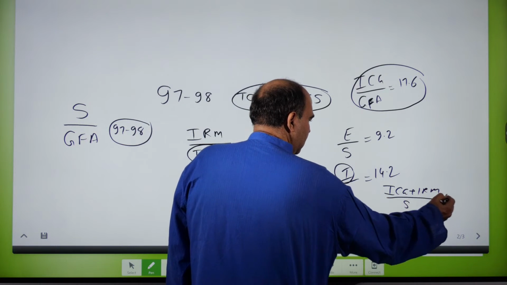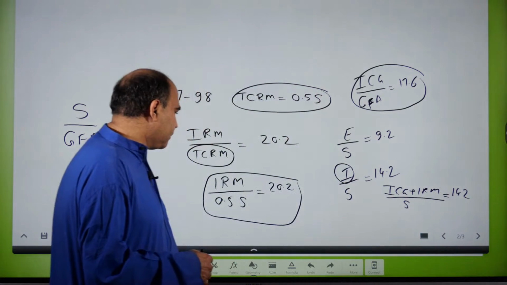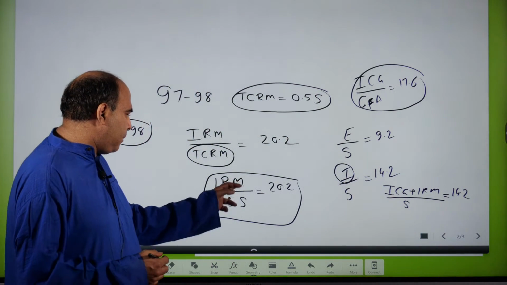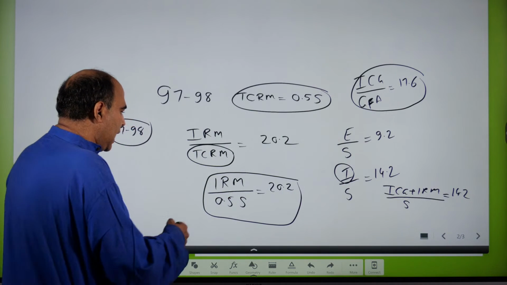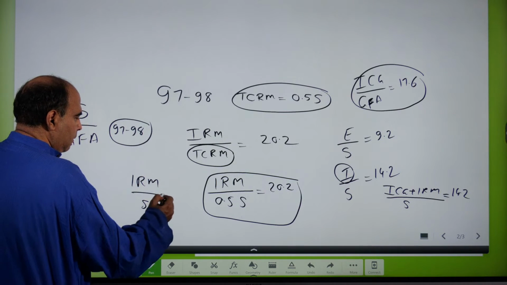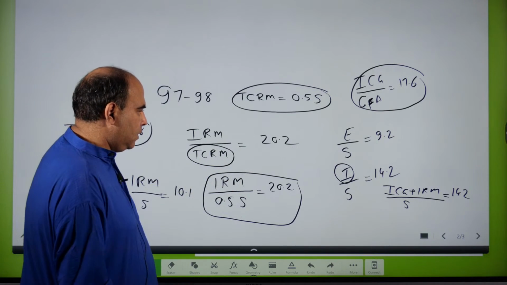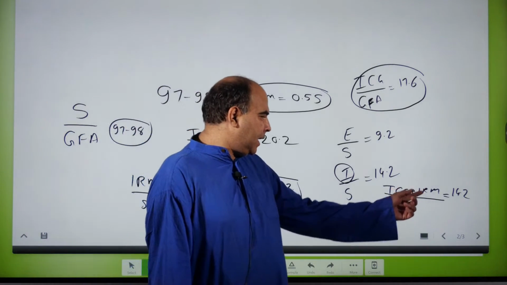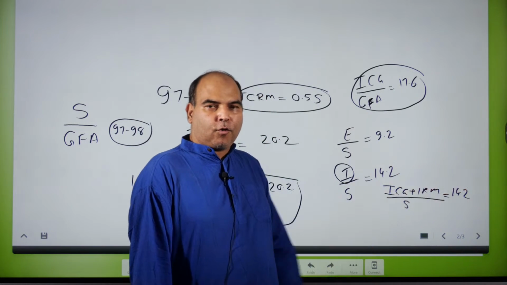upon S, and this value is 14.2, and IRM by 0.5 S is 20.2. So IRM by S will be 10.1, that is 20.2 into 0.5. So if IRM by S is 10.1, ICG by S will be 4.1.